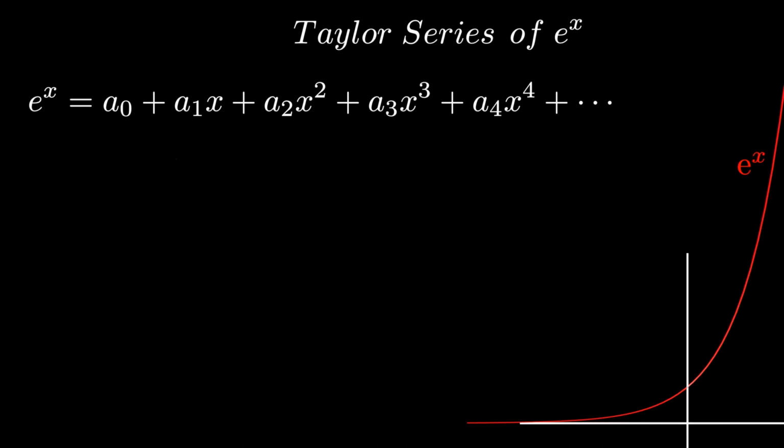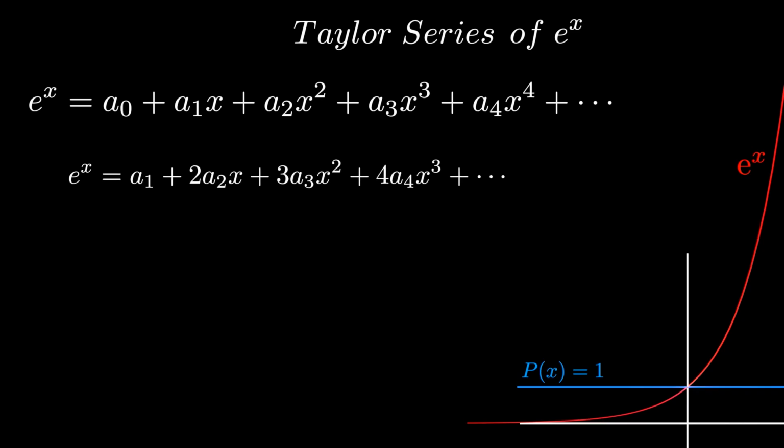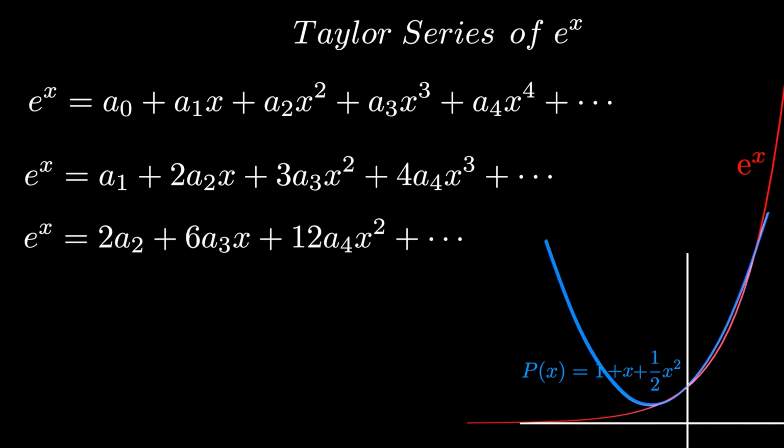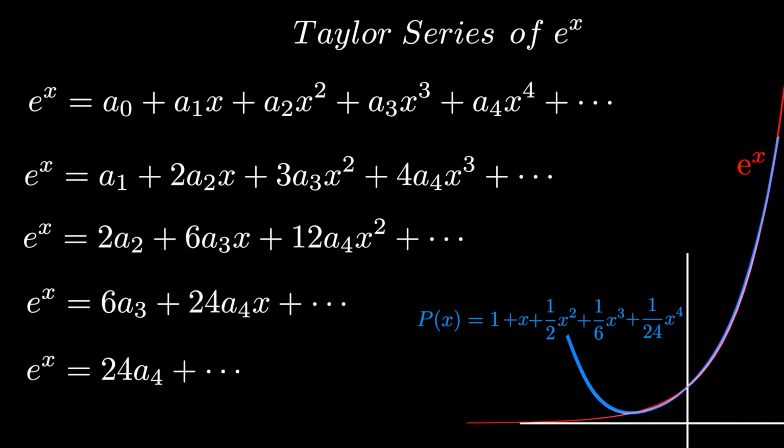Let's match the constant term of this polynomial at 0 with e to the x at 0. So all terms go away except for the first one, giving us 1. Then let us match the derivative at x equals 0 of the polynomial and e to the x. So take the derivative on both sides, input x equals 0, and solve for the unknown variable. Also match the second derivative and the third and the fourth and so on until infinity.